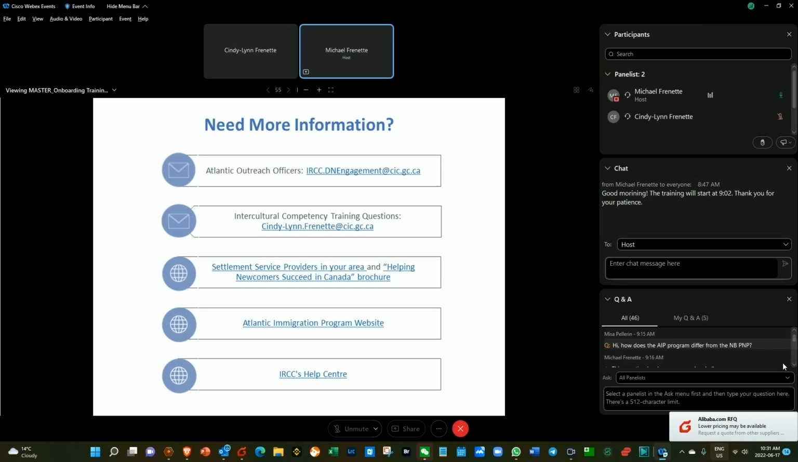So additional contact information. As I mentioned, reach out to us, the Atlantic Outreach Officers, if you have any question about what we covered today or anything else immigration related. We're the service that is available to you until you receive the service from the dedicated service channel account manager. As well, Cindy Lynn's contact information is available if you have any question about the intercultural competency training, and we have additional information available online.